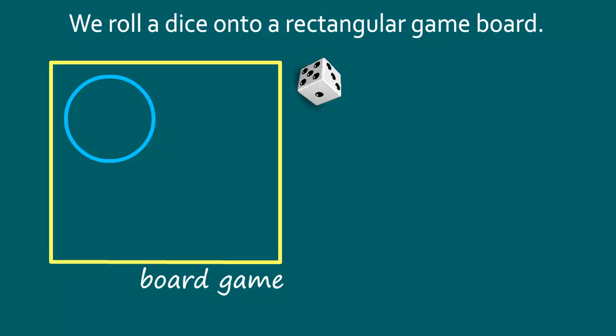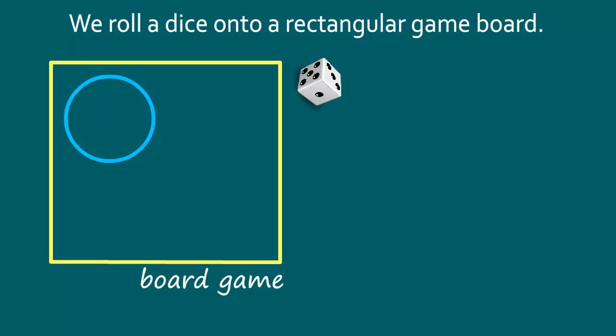Let's take a look at some more probability questions. In this case, we have been given a board game. Let's imagine that this square or rectangle shape is a board game, and this blue circle represents a region inside the board game. Now we are going to roll a dice.